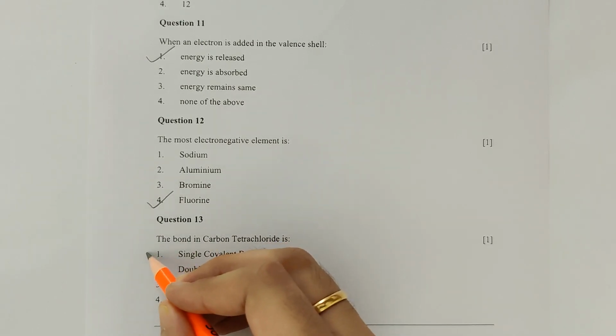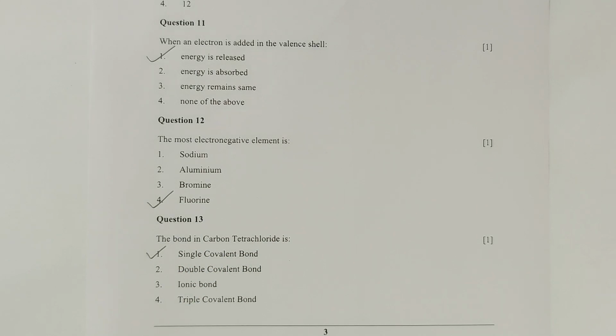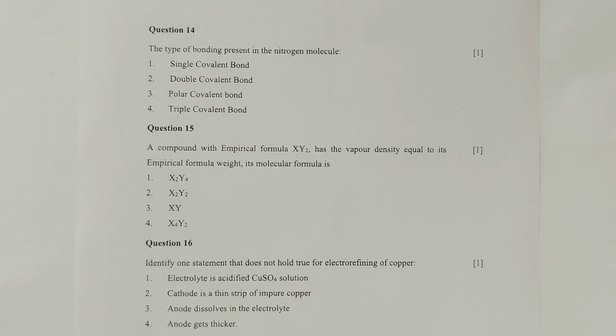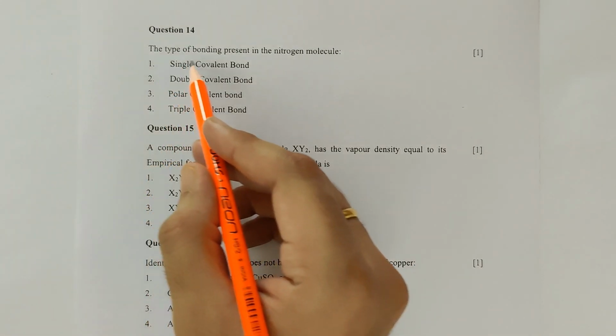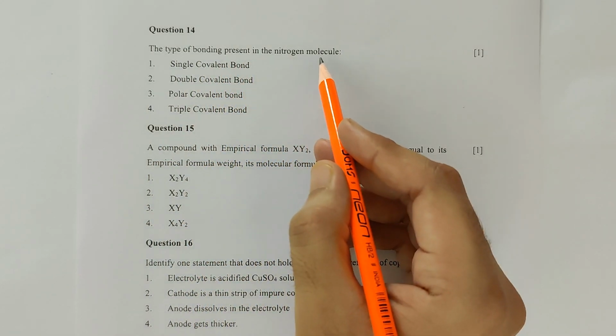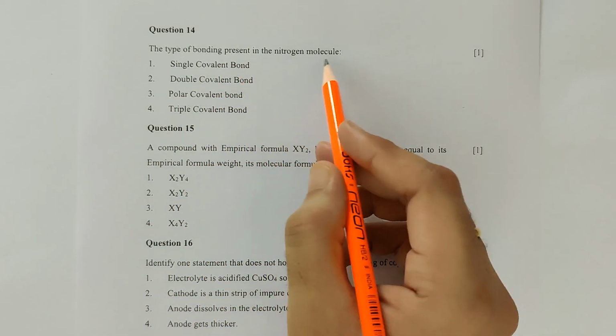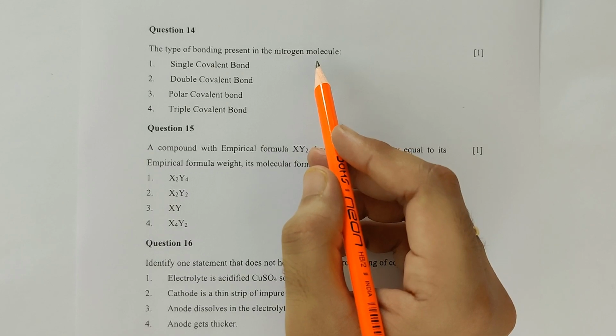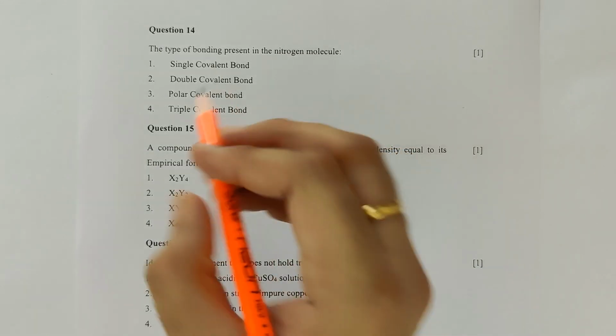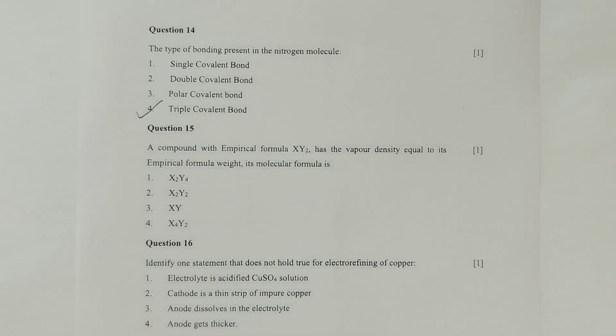Yes, it is a single covalent bond. So option 1 is correct. Moving on to question number 14, we have the type of bonding present in the nitrogen molecule. Guys, in nitrogen molecule, the type of bonding is triple covalent bond. Hence, option 4 will be correct.